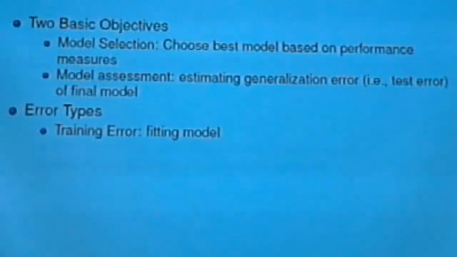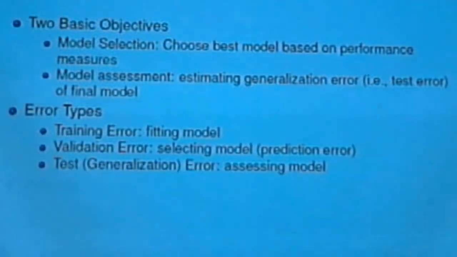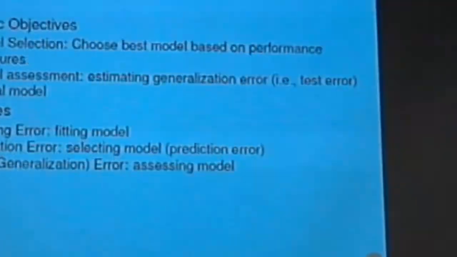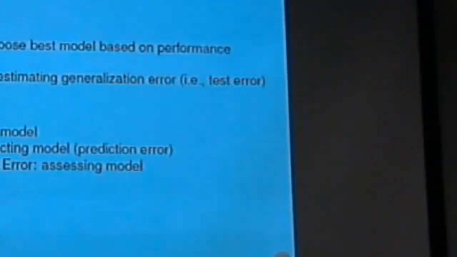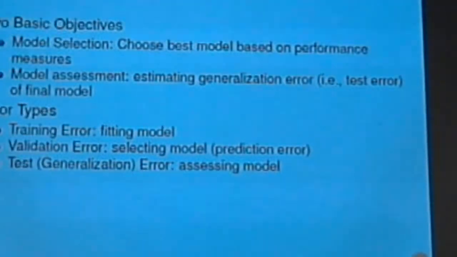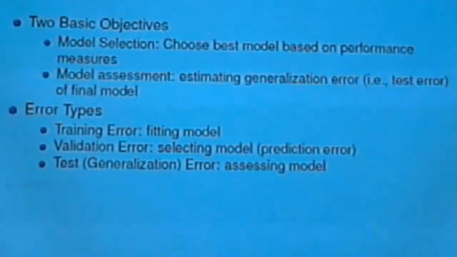And there are basically three types of error that can occur. Training error: fitting the model. Validation error: selecting the model; this is prediction error. And test error: generalization error. Hopefully, we can find one model that reduces training error and reduces prediction error at the same time, with a good generalization error. Hopefully, okay? So that's the target. So we have these three error types.